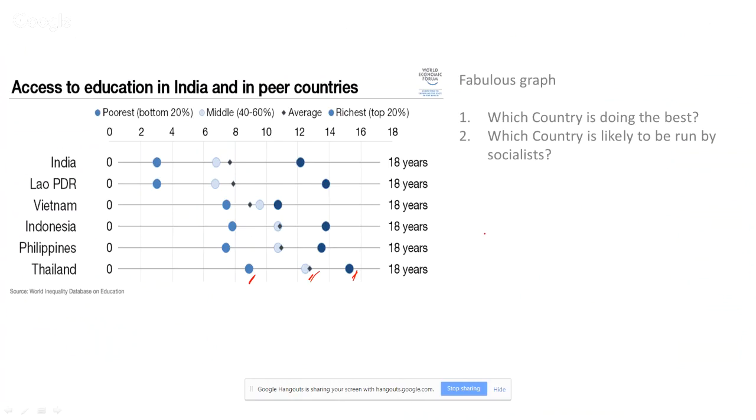Which country is likely to be run by socialists? Probably Vietnam. Socialism is effectively making sure that the difference between the rich and the poor is not so huge. The redistribution or the redistributive effects of the government, at least in the education sector, is working as far as Vietnam is concerned. So I'm not talking about what system they're following, I'm saying what the graph is telling me. It's not a political commentary, this is a graph analysis.